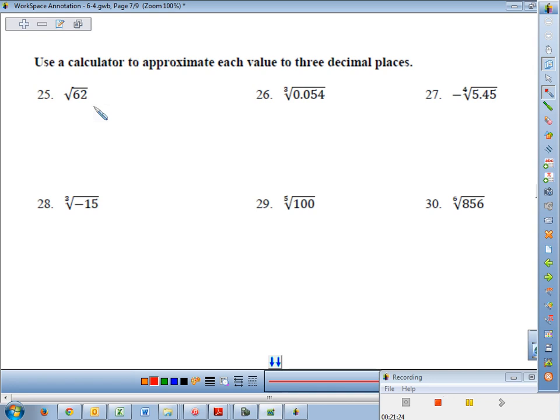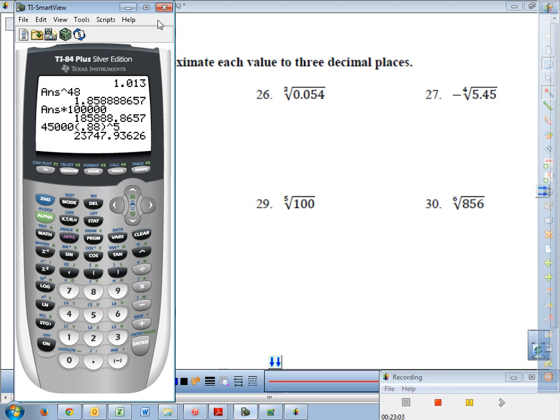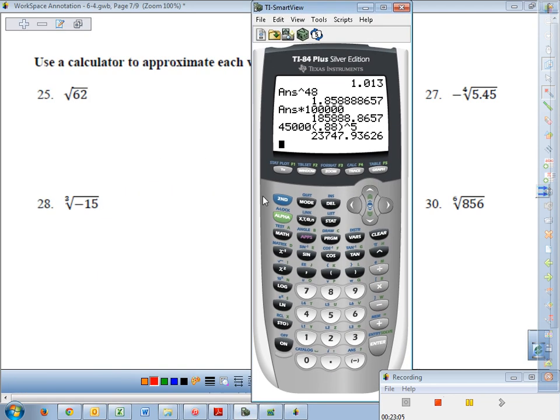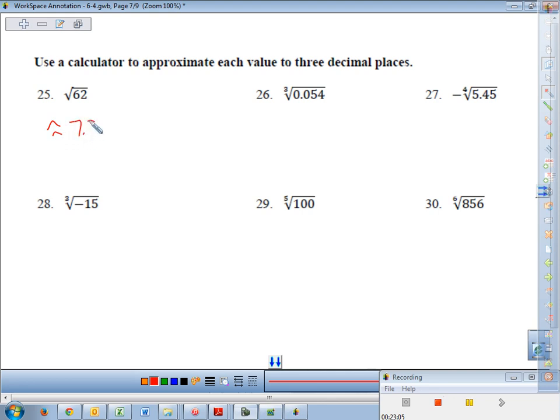Is 62 a perfect square? I would just follow the instructions. Does this have anything to do with non-calculator parts of the instructions? Then it won't be on the non-calculator test, right? So it says use a calculator to approximate each value to 3 decimal places. Square root of 62. 3 decimal places. You must put the approximate symbol on it, about 7.87.